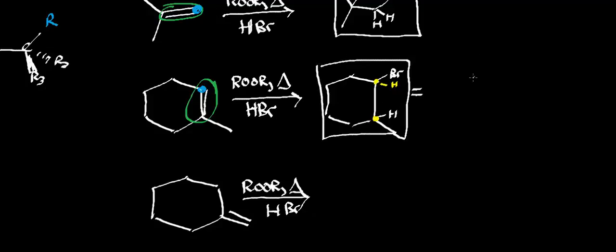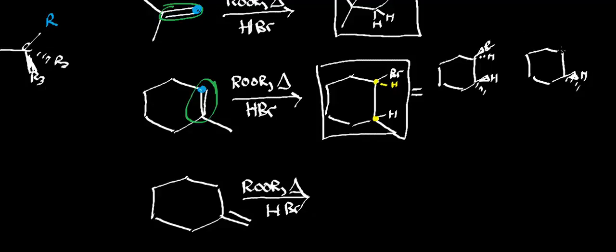But if you wanted to look at all the possible things we could get, let's do that. So if I say put this methyl on a wedge and this hydrogen on a dash, then I could certainly get this bromine on a wedge and this hydrogen on a dash, right? But I could also have another situation. Let's keep this methyl on a dash, this hydrogen on a wedge, but let's put this bromine on a dash and this hydrogen on a wedge, okay?